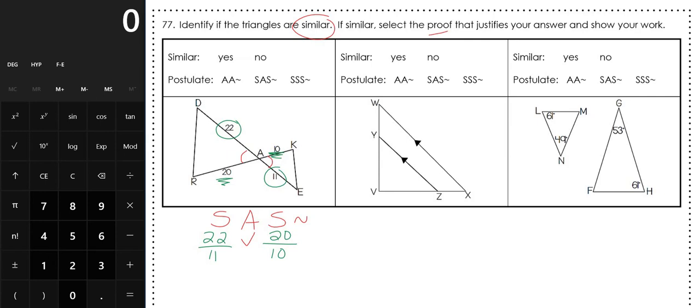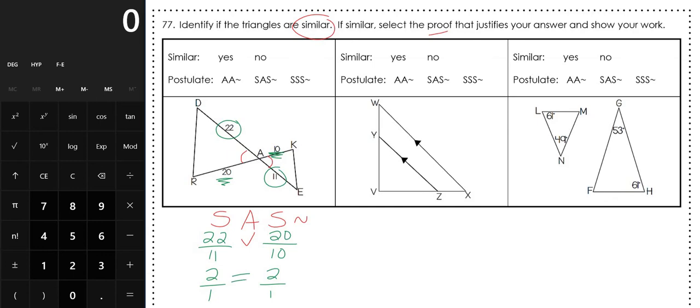For 22 over 11, I can divide the top and bottom by 11. And when I do that, I get 2 over 1. For the right side, I can divide top and bottom by 10, and I get 2 over 1. Notice that both of these are the same ratio once I've simplified it.